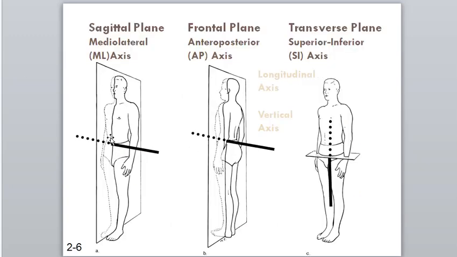So each plane has a particular axis of rotation, and we describe the motion in that plane a little differently.